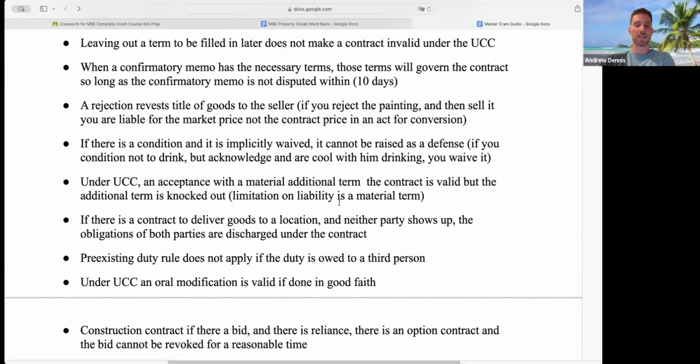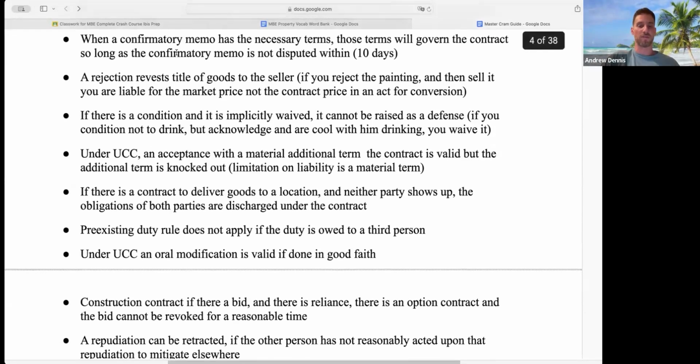If there's a condition and it's implicitly waived, it cannot be raised as a defense. So if you have a condition not to drink, but acknowledge it, and then you're cool with it, then you waive it. Like if you say, hey, Tommy, I'll only do this work with you if you don't drink, and then you take tequila shots at the bar with him and say, here's to the contract, you've implicitly waived it.